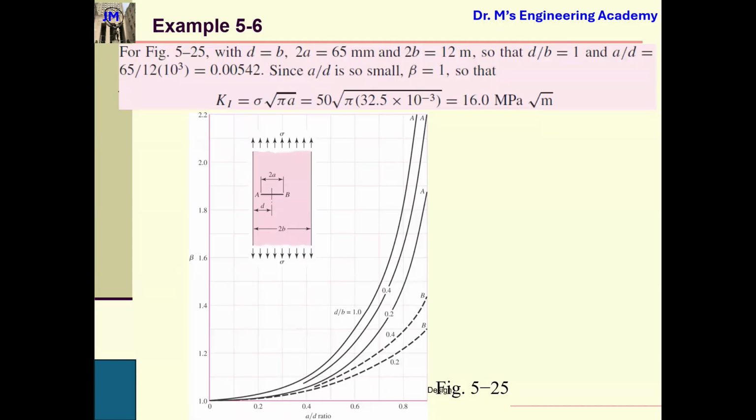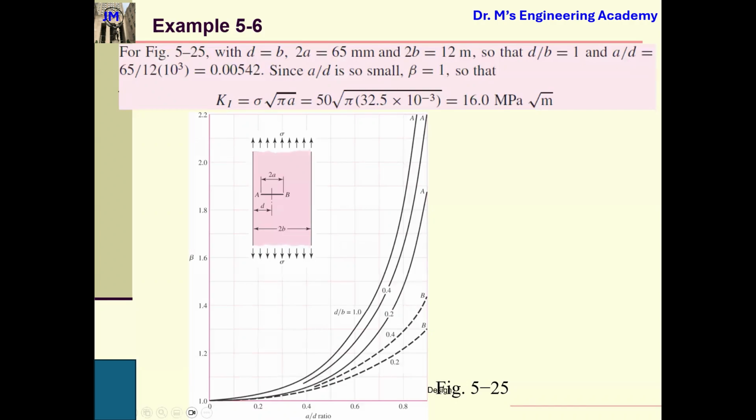The geometry correction factor is for the stress intensity factor. Then you can just use this equation: KI is sigma square root of pi A, where sigma is the stress level and A is the crack length. Actually there should be a beta or lambda here, but because A over D is too small, beta equals 1. We just select beta equals 1.